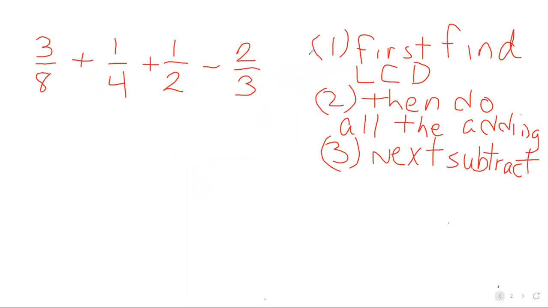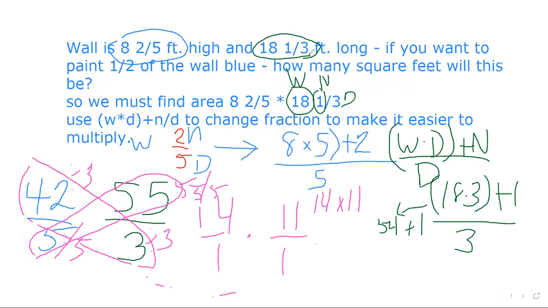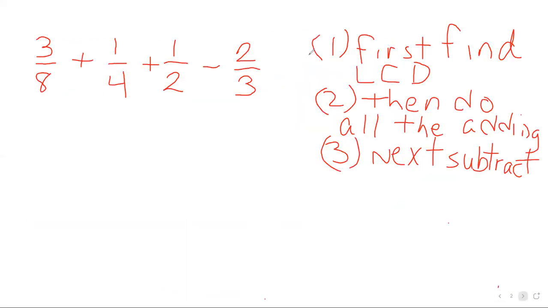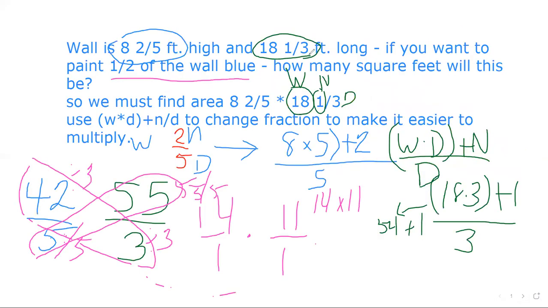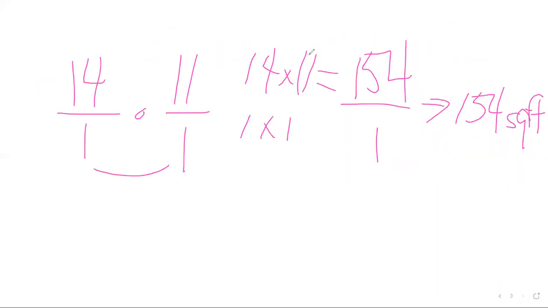But if we go back, Corey, we will see that half the wall had to be blue. Let's see if I can go back. Okay, so we need to have half of this blue. Well, half is like saying divide by 2. So 154 divided by 2.